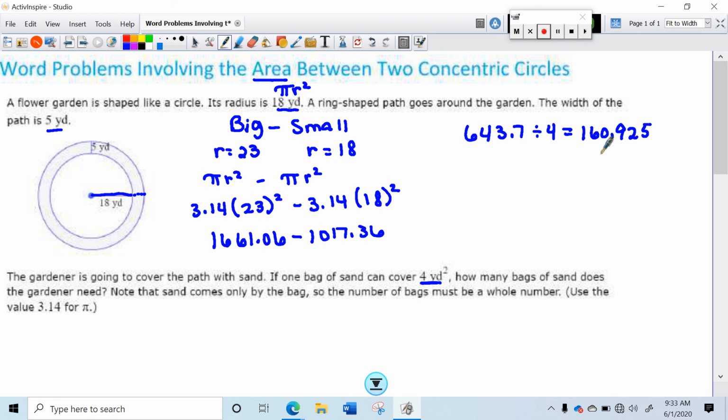Now you have to be careful with these word problems because normally when you round a number, you have to look at the numbers themselves to see whether you're going to go up or down for rounding. However, when you are purchasing something and you have any part of a decimal, you must always go up. Because if you bought 160 bags of sand, you wouldn't have enough for this portion right here that was left over. So you always, on these problems, you always go up one. So the gardener needs 161 bags of sand to do this job.